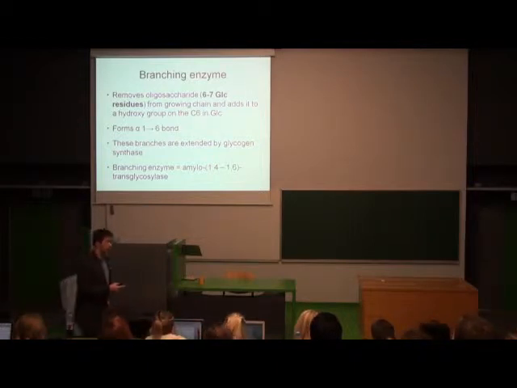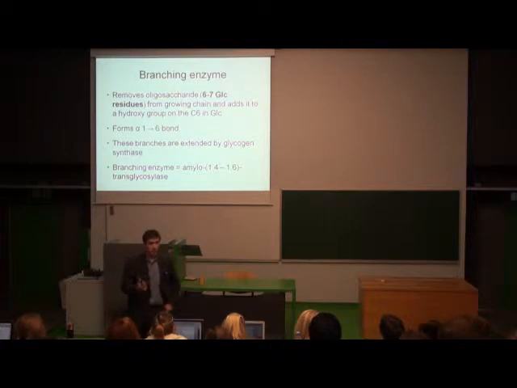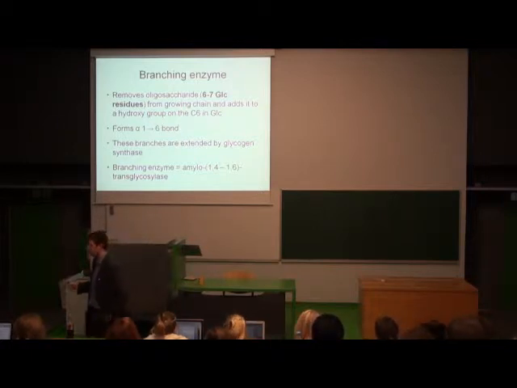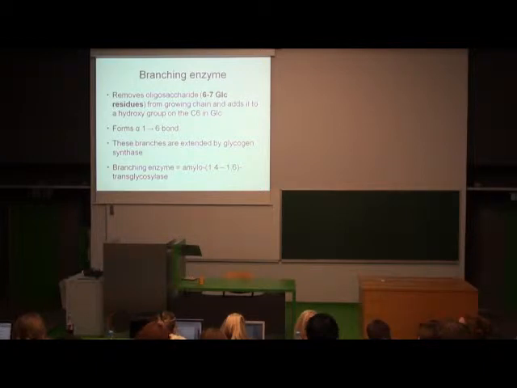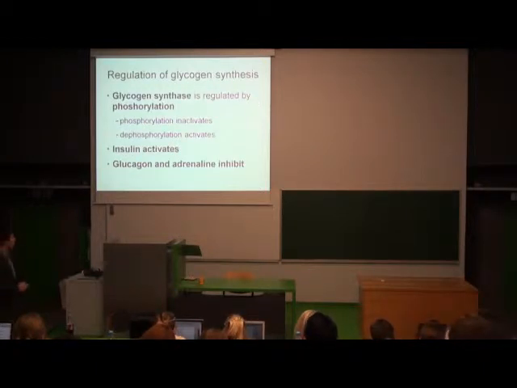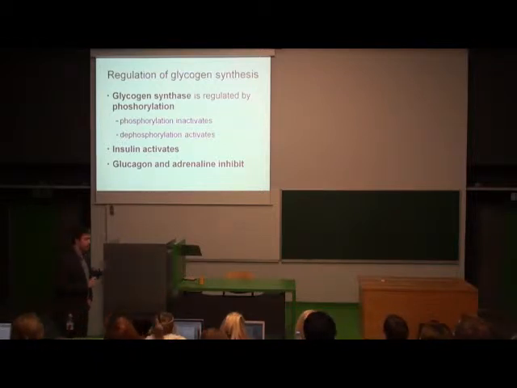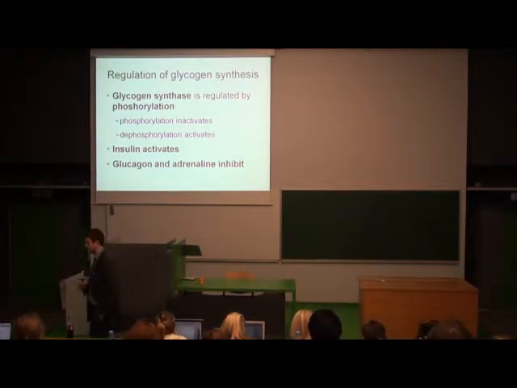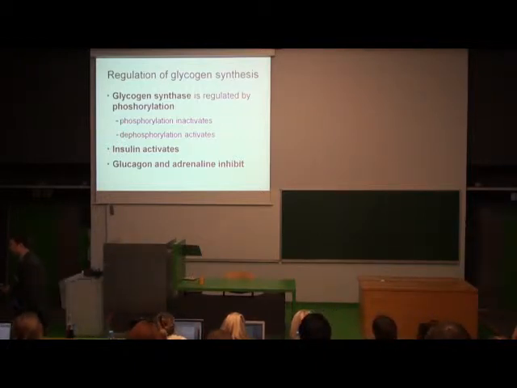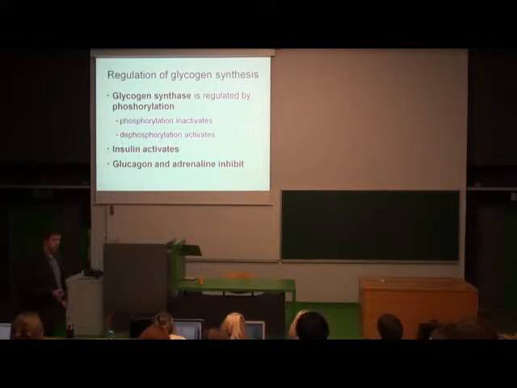So for the synthesis of glycogen, you need to know 2 enzymes: glycogen synthase, alpha 1 to 4 bond, and branching enzyme, alpha 1 to 6 bond. And then, of course, the hexokinase or glucokinase. What about regulation? The key regulatory enzyme is glycogen synthase, and the main regulatory factor is phosphorylation or dephosphorylation. The phosphorylation is regulated by hormone action, by insulin or by glucagon.